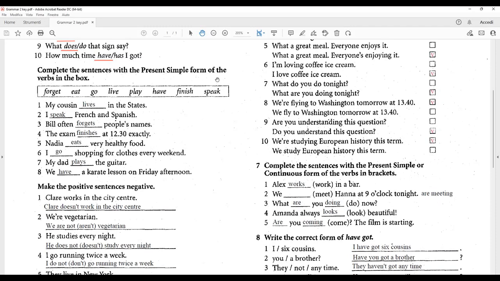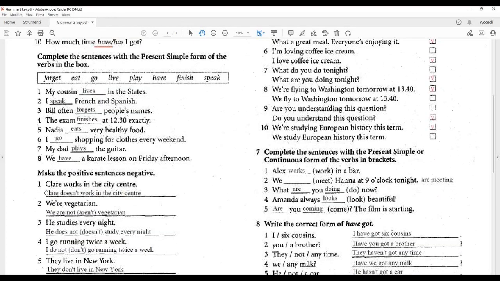Complete the sentences with present simple form. So you had to choose the correct verb from the box here. For example, my cousin leaves, right? Leaves, remember? Third singular person, we add an S after the verb. So my cousin lives in the States, right?